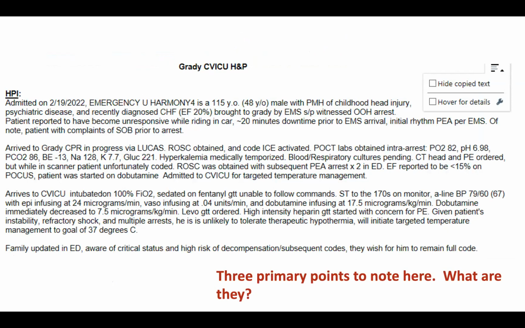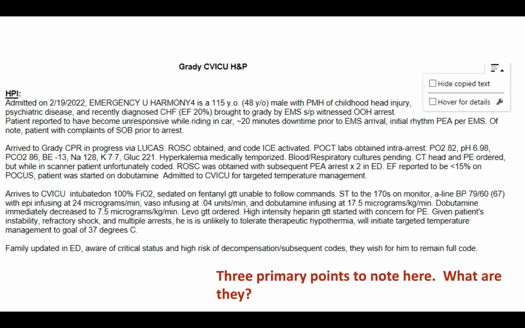Okay, so now the patient goes upstairs. Intubated on 100% FiO2, fentanyl drip, not following command. Heart rate is 170. Patient's on 17.5 of dobutamine. Epi is at 24. Vaso is 0.4. Patient was not on norepinephrine, just epi, vaso, and dobutamine. Heparin was started with concern for PE. Patient kept arresting, did not tolerate TTM. Patient's family is involved in a discussion. They want him to remain a full code.